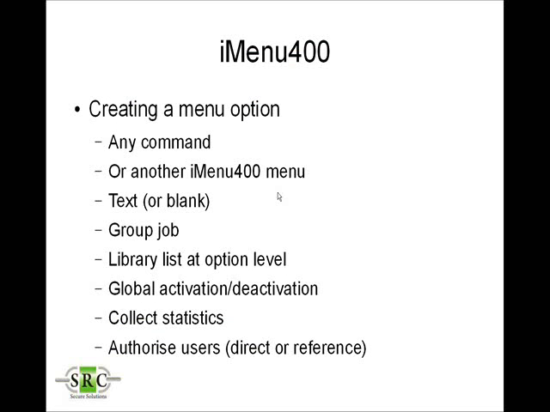The most important function for the user within iMenu400 is a menu option. In a menu option, you can execute any command, you can call another menu, you can make the menu text blank, which is used to neaten up the layout of the menu on the user screen. You can allow this option to create or call another group job, which is very handy if you want to do an inquiry without exiting the current application. A menu option can also contain its own library list or reference library list.